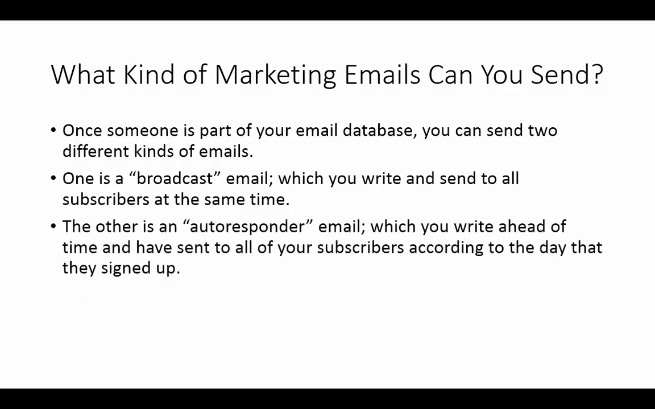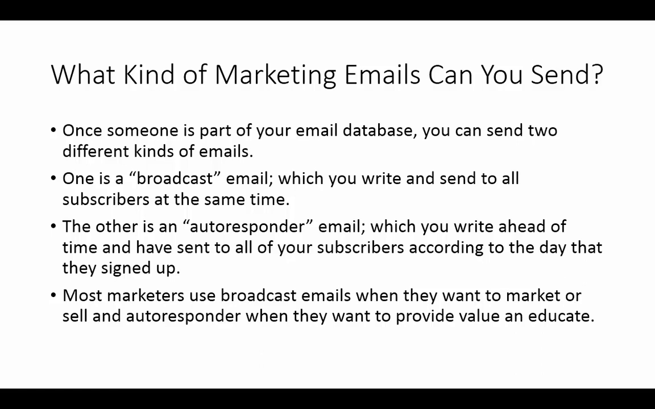Now, the other kind of email is called an autoresponder email or a sequenced email. This is one that you're going to write ahead of time and have it set up to be sent to all of your subscribers according to the day that they signed up. So if someone signed up on a Wednesday, they'll get the first email on Wednesday, the second one on Thursday, the third one on Friday. These emails are scheduled ahead of time, and they go out based on the day that the person actually becomes part of your list.